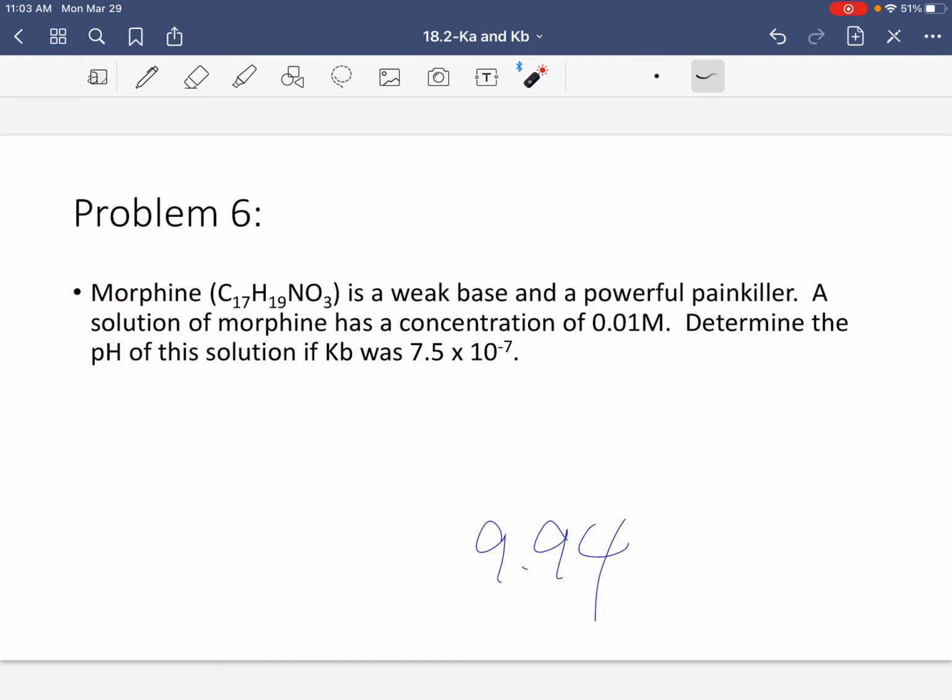It's a painkiller. Very powerful painkiller. I think they use this for people who are dying of cancer, when they're on the deathbed, to make them feel better so they're not in so much pain.